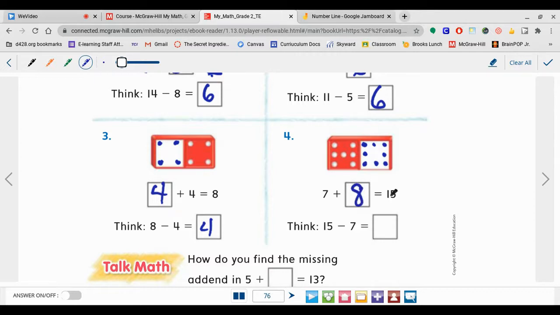We're going to take my sum and start with this for this subtraction problem. Take my first addend as the subtraction part, and the difference will be that missing addend. So 15 minus 7 equals 8. All right, let's go to the next page.